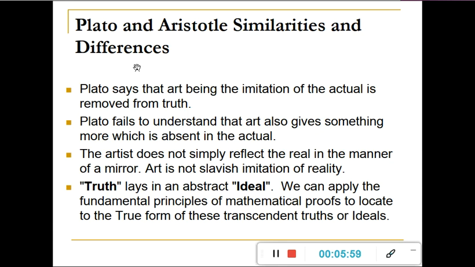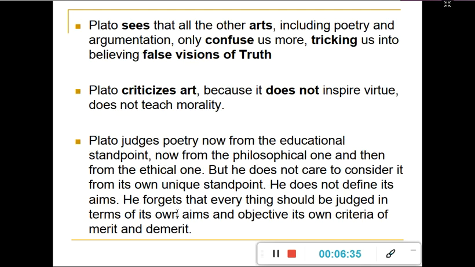وشرحنا الجزئية دي المرة اللي فاتت، بس خلينا برضو نفوكس على main points اللي هي could be ambiguous عند بعض منكم. طيب بيقول هنا في النقط في number 4 هنا truth lies in the abstract idea. يبقى معنى كده ان both philosophers Plato و Aristotle they both believe ان في abstract idea في الحقيقة المطلقة او الحقيقة او العالم المثالي او العالم الحقيقي. and we can apply the fundamental principles of mathematics proves to locate the truth.